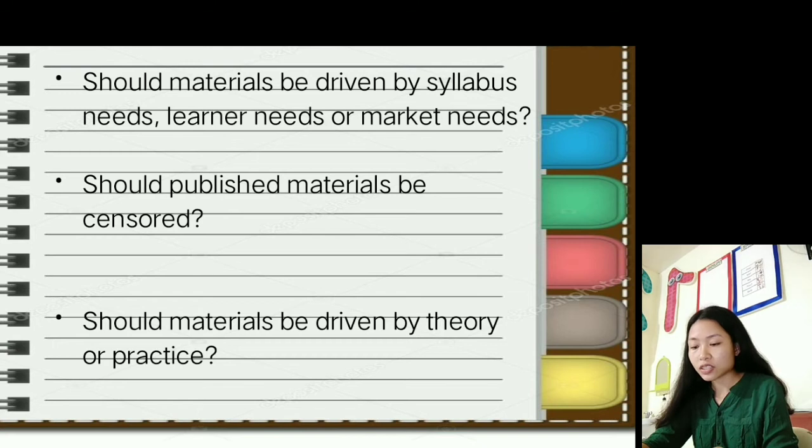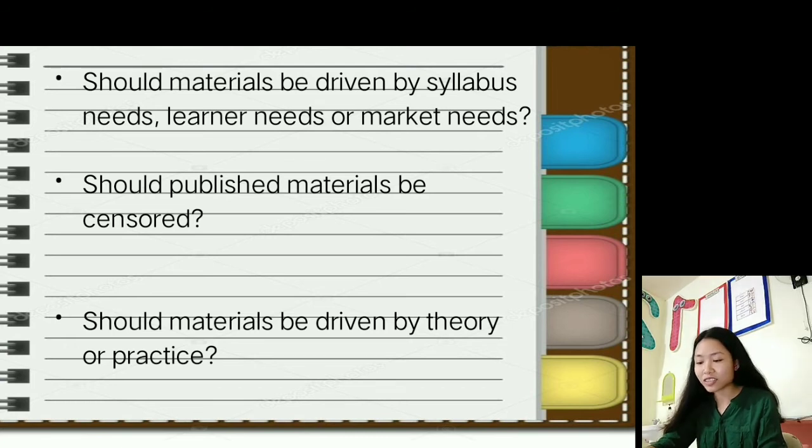Next is, should published materials be censored? It is common practice for publishers to censor materials to make sure that they do not give offense or cause embarrassment. Many authors have complained about the unengaging blandness of the materials which result from what they see as excessive caution.